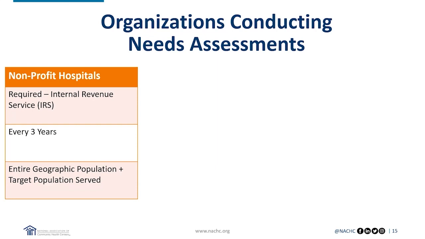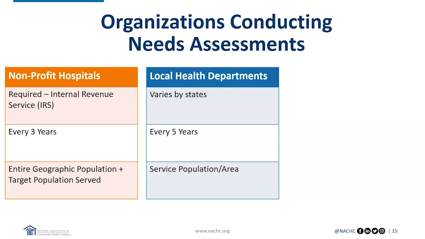invest in this process. In terms of requirements, nonprofit tax-exempt hospitals are required by the United States Internal Revenue Service, or IRS, under Section 501(c)(3) of the Federal Internal Revenue Code. This was a requirement made under the Patient Protection and Affordable Care Act, also known as the ACA. And under this requirement, nonprofit hospitals are required to conduct their own community health needs assessment, often referred to as a CHNA, every 3 years.